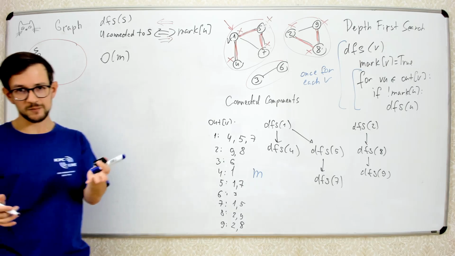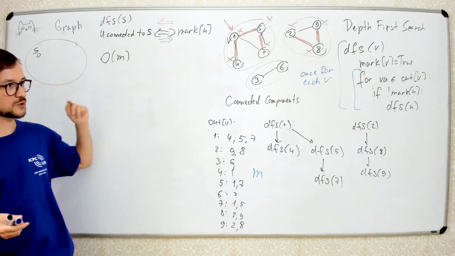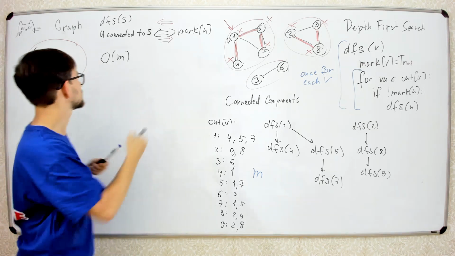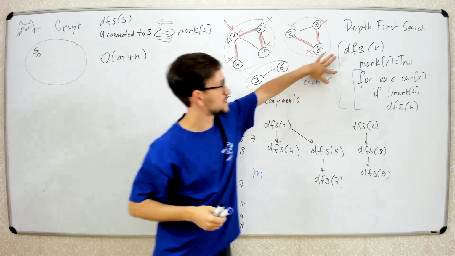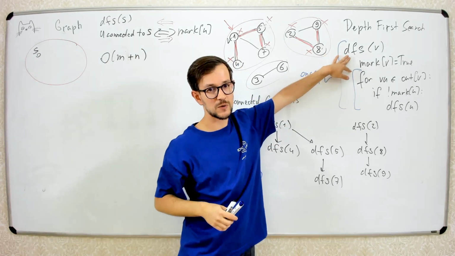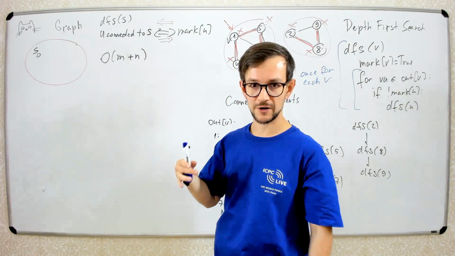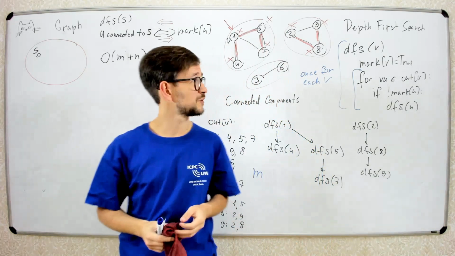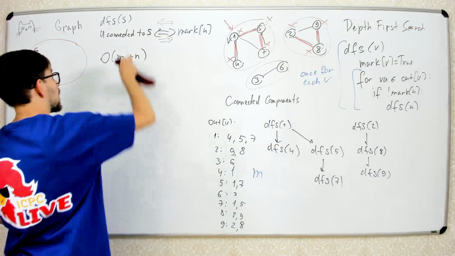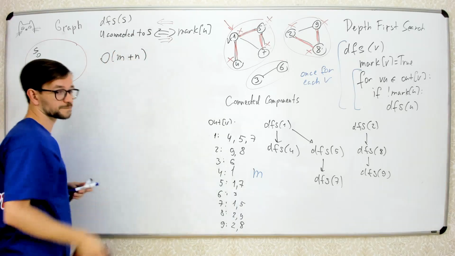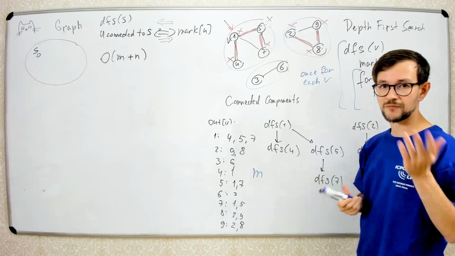Yes, it's n plus m again. Time complexity is n plus m, but I will just ignore this plus n, because I assume that m is greater than n. You also need to make these separations n times. This is actually not good because this graph is not connected, but usually I just ignore it. Cool. So that's all. That's the depth first search algorithm.